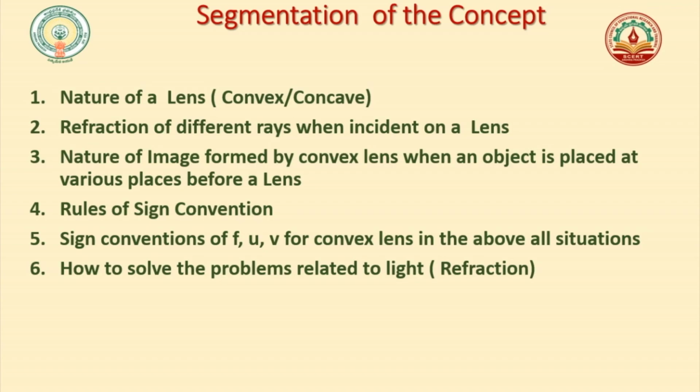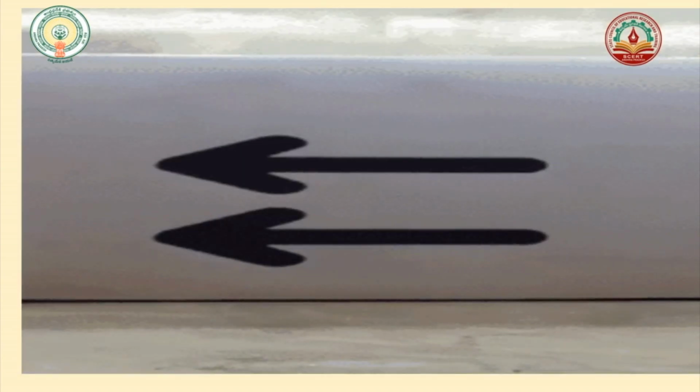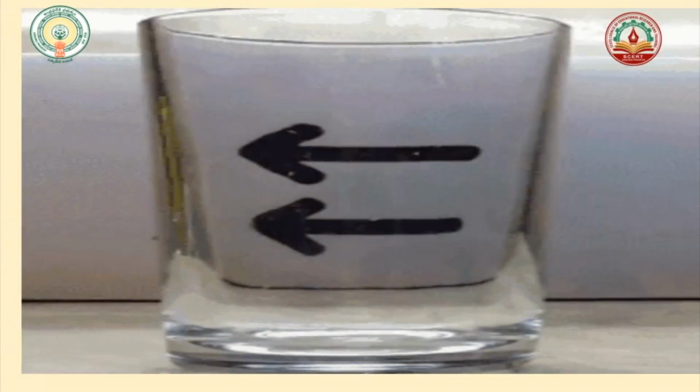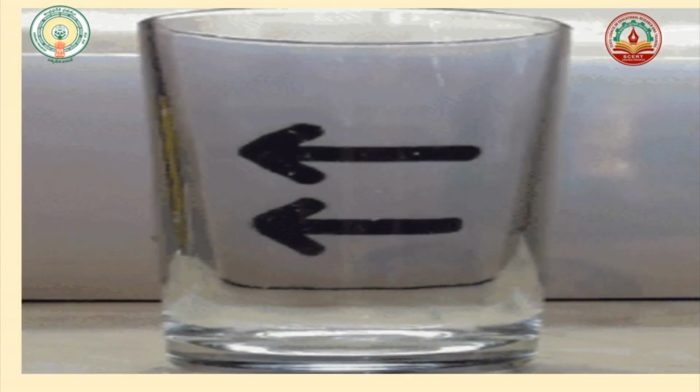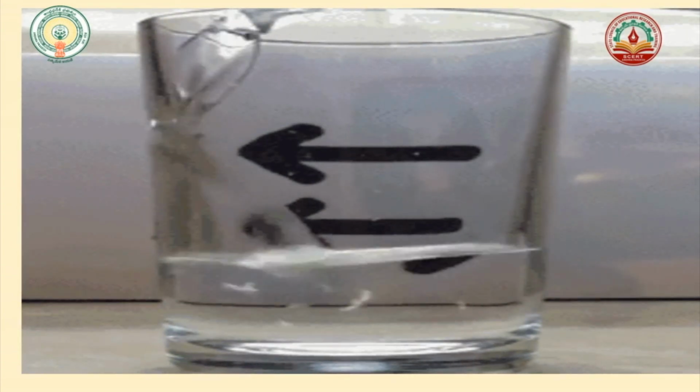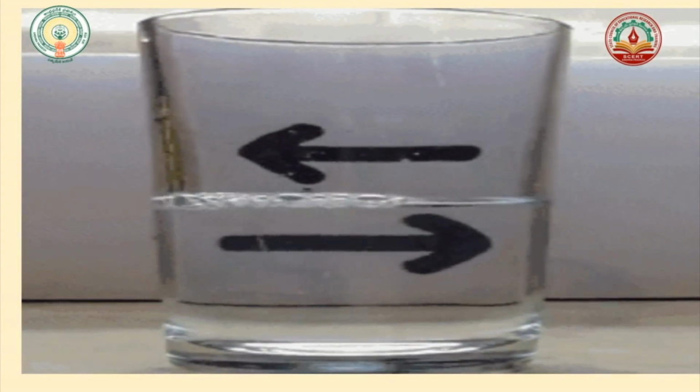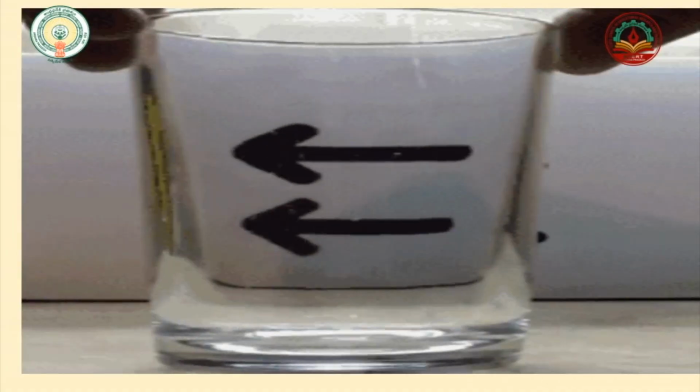Now, as a second step, segmentation of the concept, I divided the concept into various sub-concepts like nature of the lens, refraction of different rays when incident on a lens, nature of the image formed by a convex lens or any lens, rules of sign conventions of F, U, V for convex or concave lens, and how to solve the problems. Like that, I segmented the concept. Now I am going to give the demo of how to teach a difficult concept in an easy way.